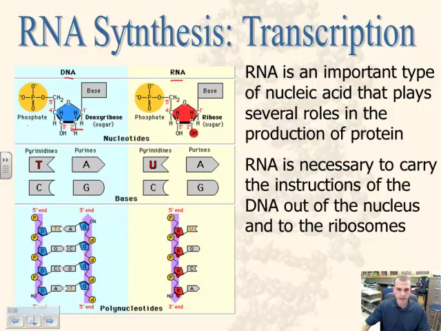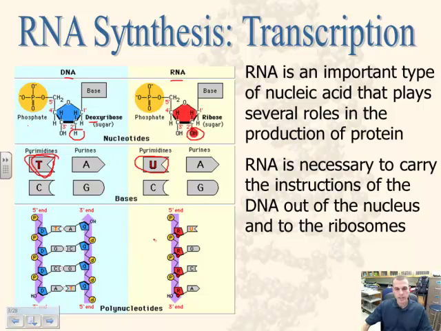When you look at the 5-carbon sugar, the major difference between the two is that one has the OH and one does not. RNA is referred to as ribose sugar, whereas DNA is referred to as deoxy because it's missing the oxygen. When we look at the nitrogen bases, the only difference is that DNA has thymine, whereas RNA has uracil. And the bonding is the same. A goes with U, G goes with C. So when we're talking about RNA, we never have the molecule thymine.